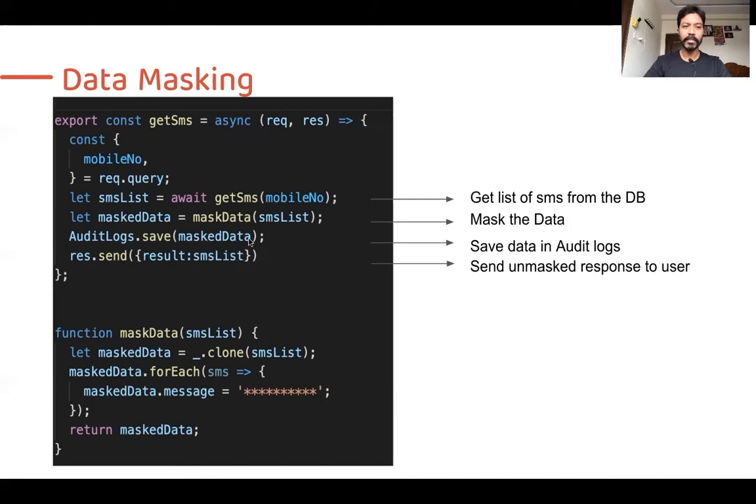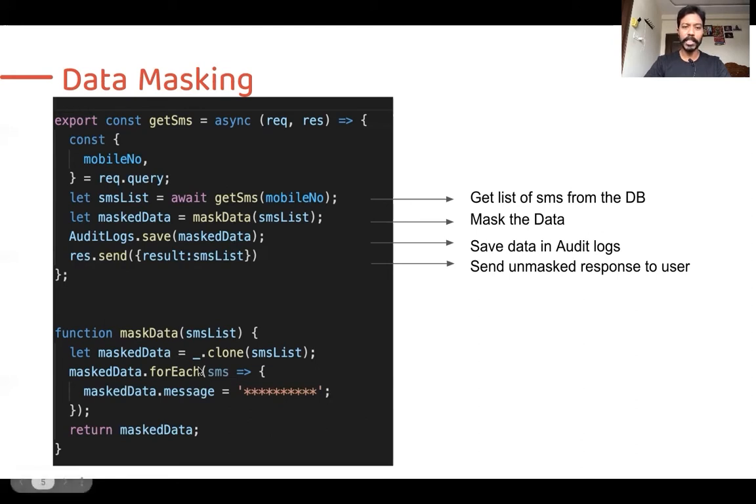Masked data is being stored in masked data. So let me explain about the masked data function, which will take the SMS list as the input, clone the SMS list and store it in a different attribute, mask list, iterate each SMS and mask the sensitive data with some stars.